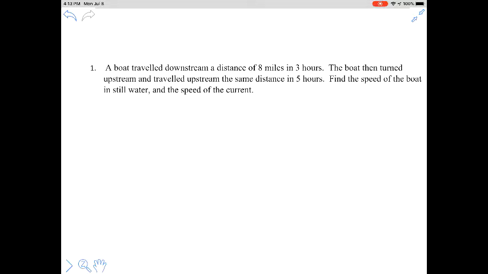The key to this is there's 2 things we don't know, and those are the 2 things I asked. The speed of the boat. Now, I just want to make sure we understand the speed of the boat when it's in still water and the speed of the current. Is everybody clear on what's being asked?